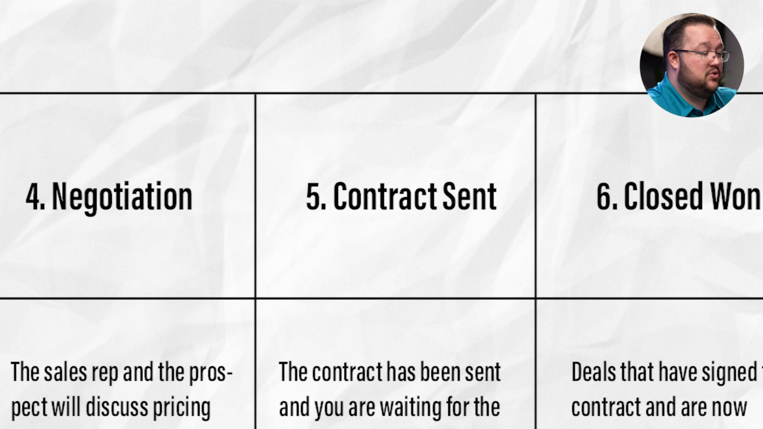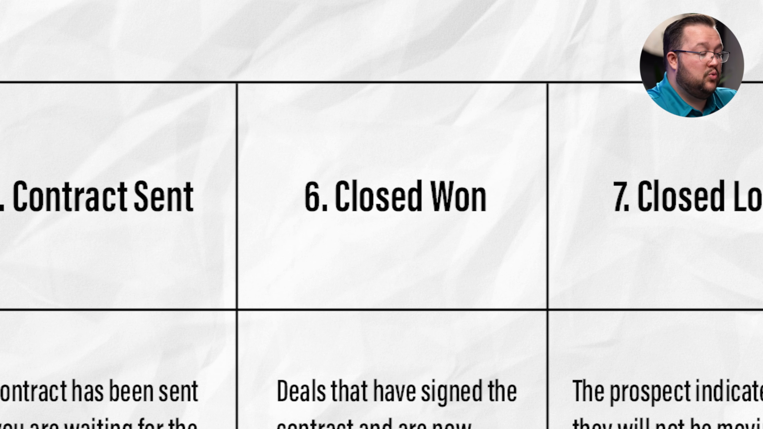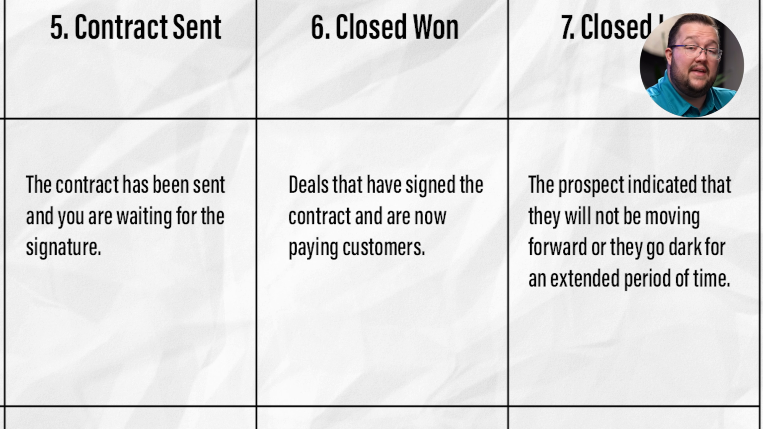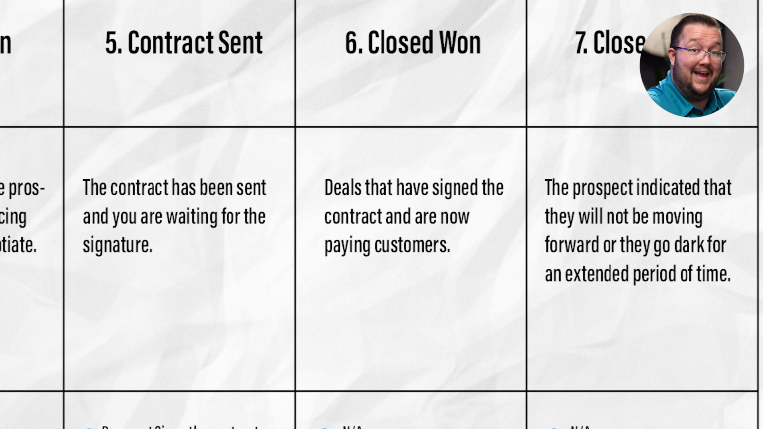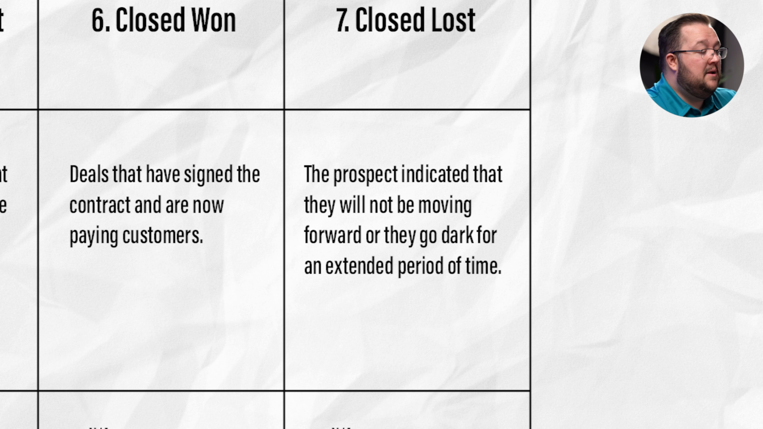Contract sent. This is when you've sent the contract to the prospect. You're waiting for a signature. And then closed won. These are deals that have signed the contract and they're now paying customers, yay. And then there's closed lost. This can happen at any point within the sales process. The prospect indicated that they will not be moving forward, or they go dark for an extended period of time, and you're going to close lost that opportunity.